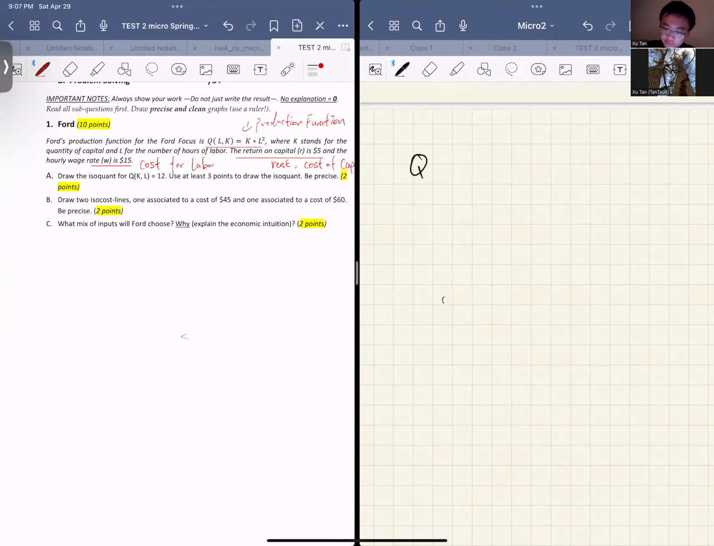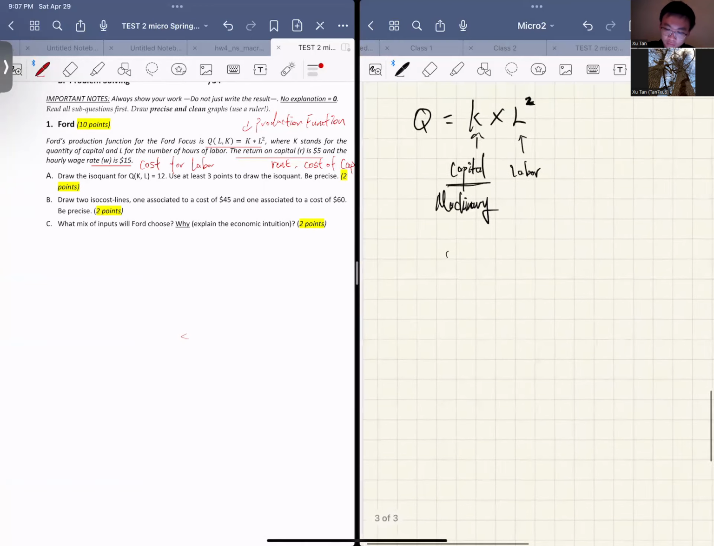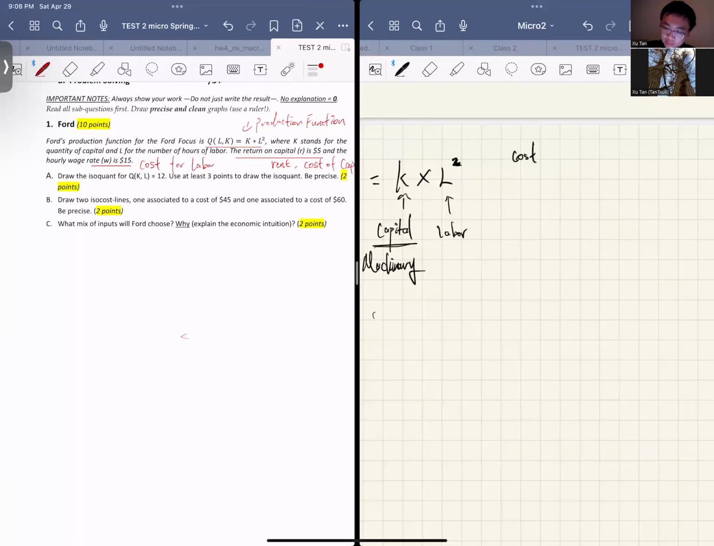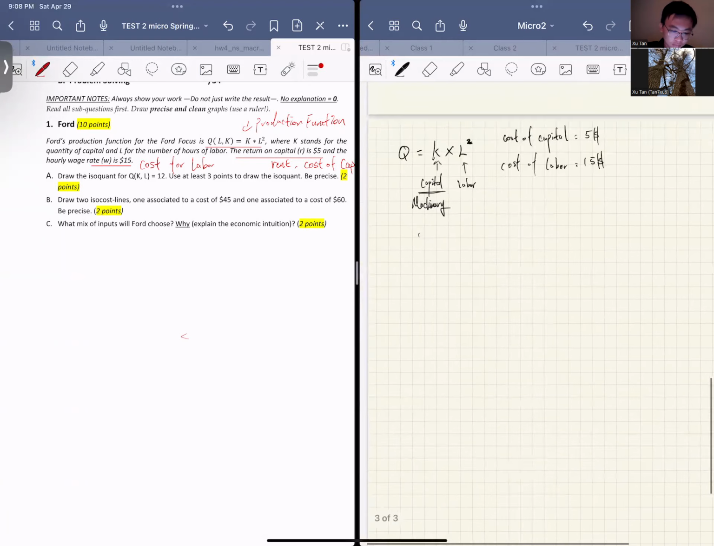So here we have a production function, Q equals K times labor squared. So this is capital. This is labor. So capital is also machinery. So we also have cost of capital, in this case is $5. Cost of labor, $15. Okay. So A.